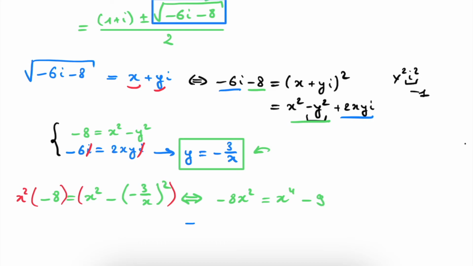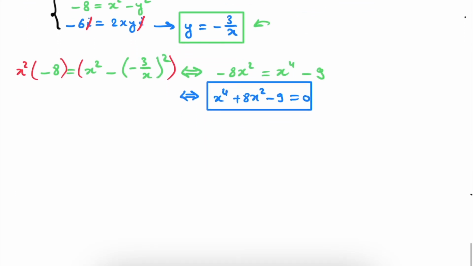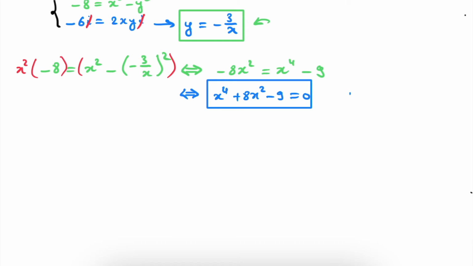And we can rewrite this even further to get a nice fourth order equation. x to the power of 4 plus 8 times x squared minus 9 is equal to 0. And it is this equation that we will solve in order to find a value for x. And as before, we will solve this equation by doing the substitution u is equal to x squared. And why can we do this? Well, because we only have even powers of x. This means that we get the equation u squared plus 8 times u minus 9 is equal to 0. A very standard quadratic equation that we very easily know how to solve.